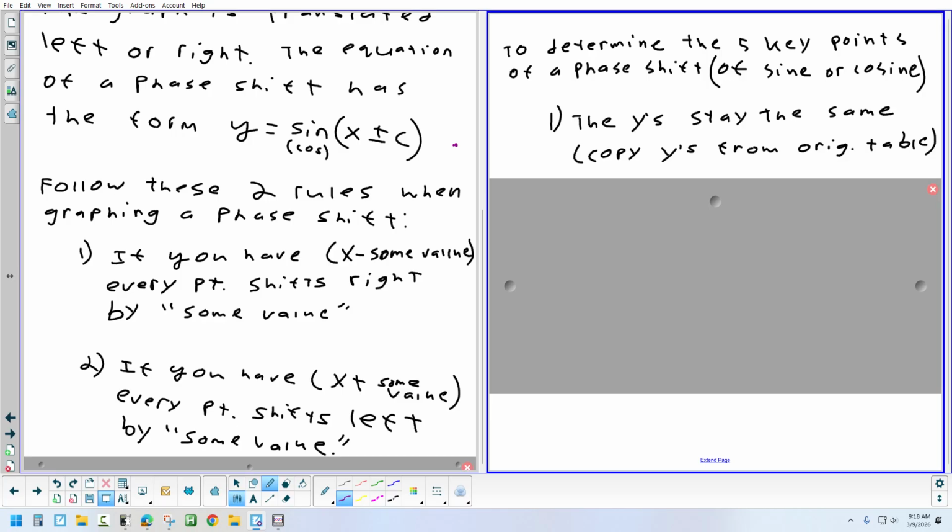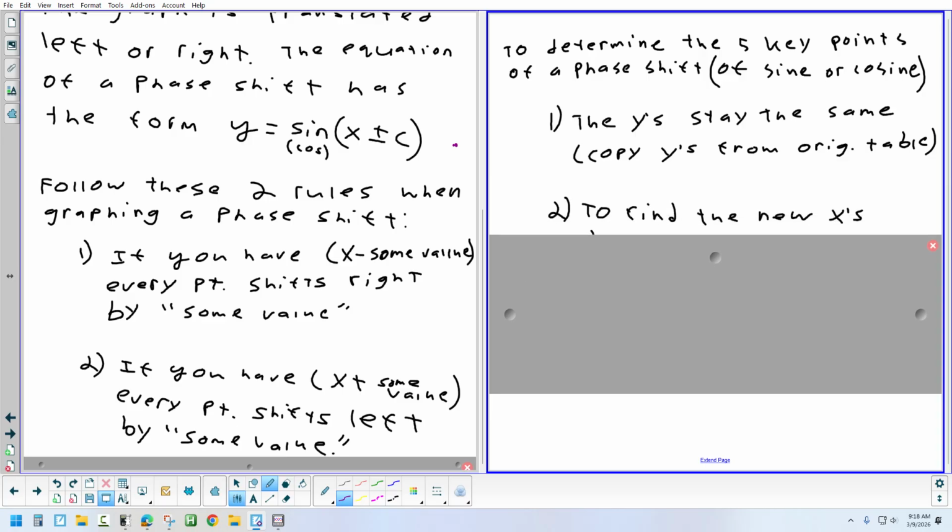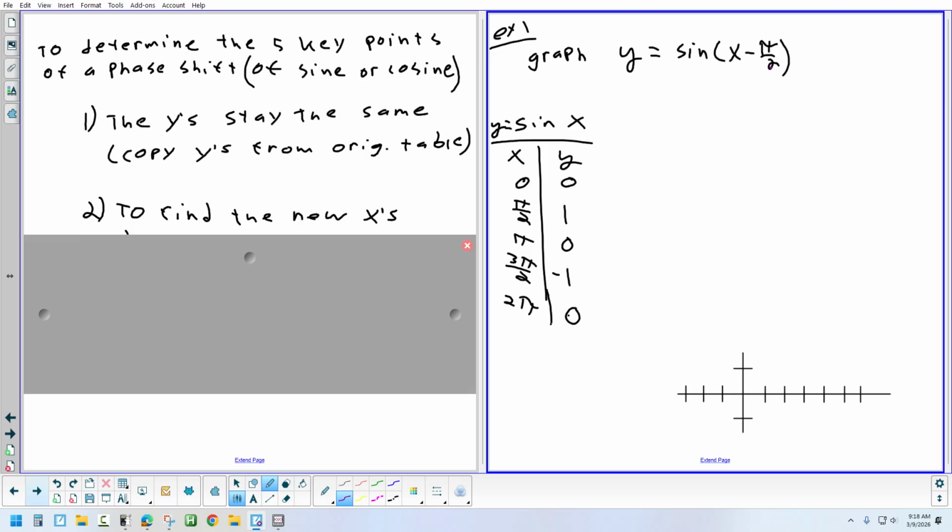All right, well, if the y's are going to stay the same, then all of the x's are going to change. But remember, everything is backwards. So when you see minus, the graph has to go to the right, plus, it has to go to the left. Okay, so the way you're going to find the new x's, first thing you're going to do is look at your problem. Our problem is x minus pi over 2.